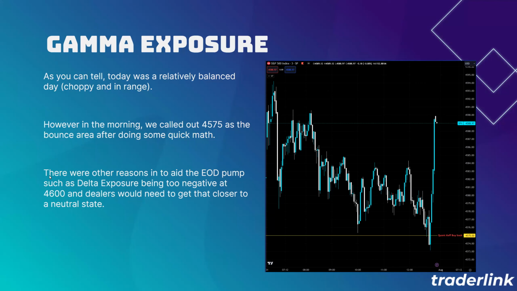Buyback zone. So there were other reasons to aid the end of day pump, such as delta exposure being too negative at 4,600, and dealers would actually need to get closer to a neutral state, right? Keep in mind, we always talk about delta hedging. What delta hedging is, is the dealers want to have a zero delta, right? With that being said, if the delta is negative, they would need to buy back shares to decrease the amount of negative delta and get it closer to zero, right?